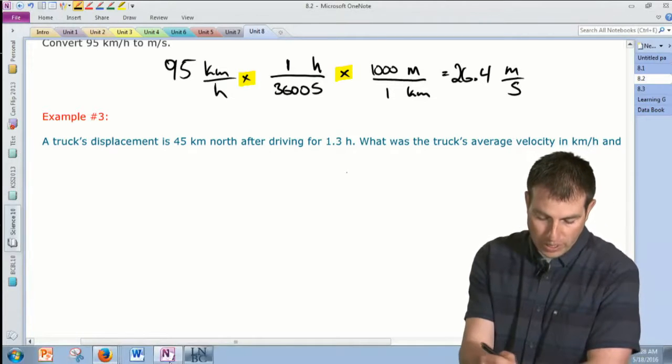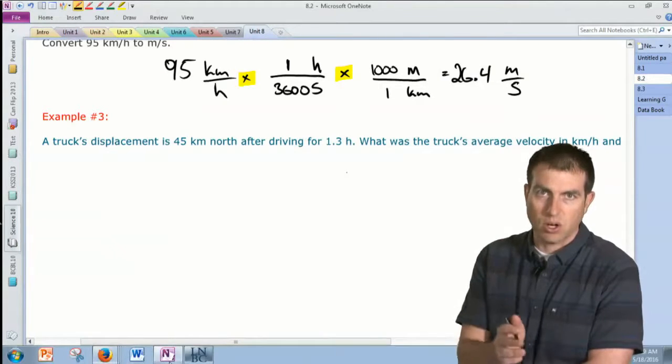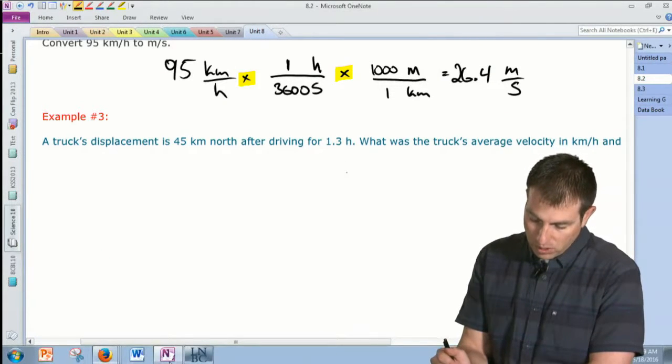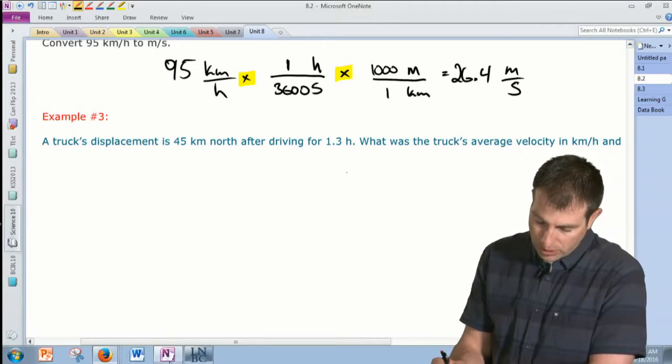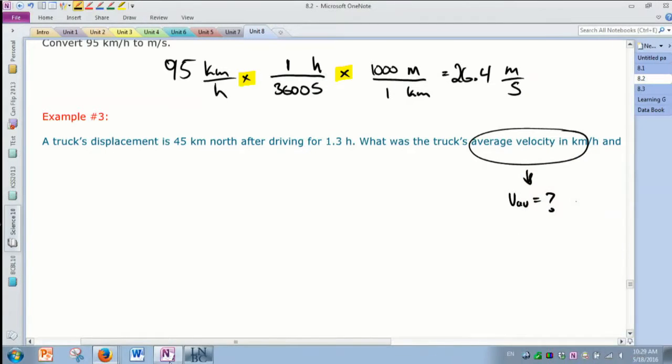And Taylor, this might go back to your question, how do I know which formula to use? There's 3 there in the first column. So I look at what it's asking: what's the truck's average velocity in kilometers per hour. I'm trying to find the average velocity, and I don't know what it is. What am I given? The truck's displacement is 45 kilometers, a change in position. And I've been traveling for 1.3 hours, and that is a time.